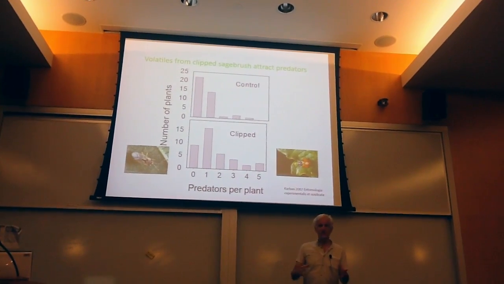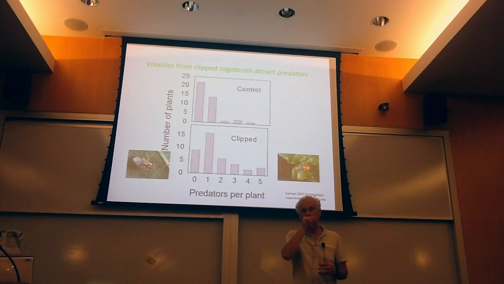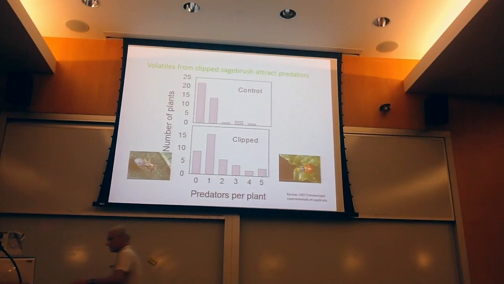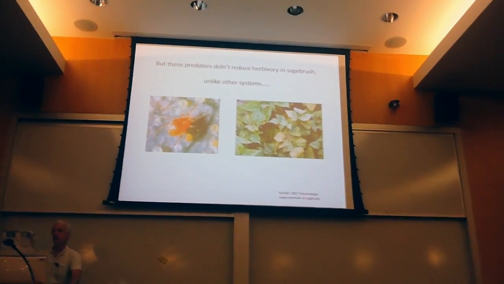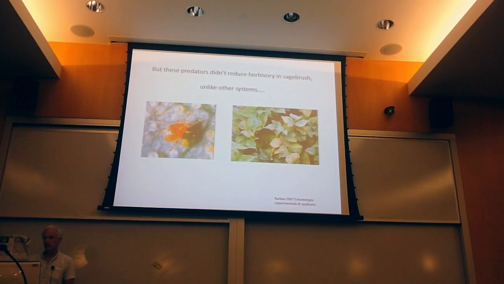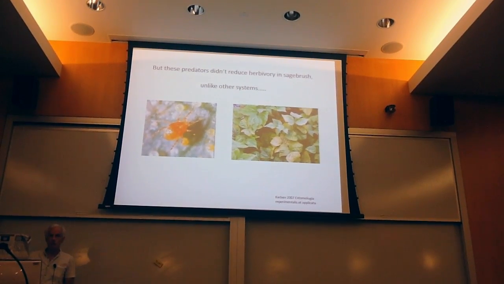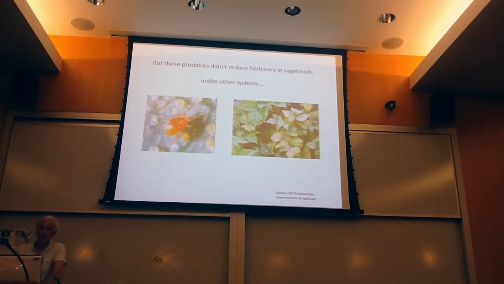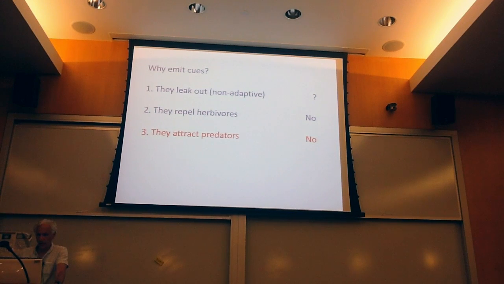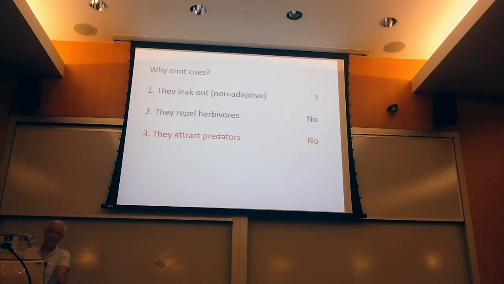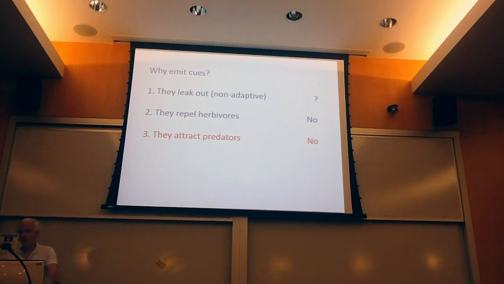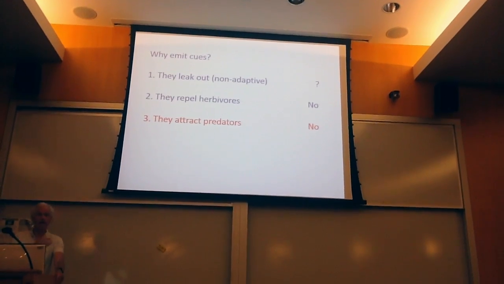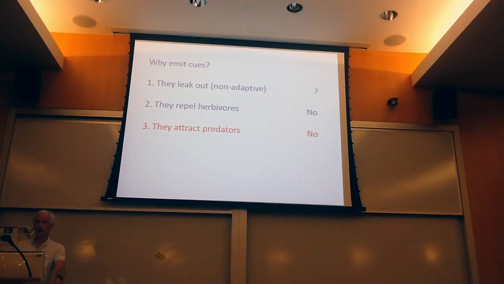So it did seem as if these chemicals were attracting the predators of herbivores. However, in the sagebrush system, unlike other examples, such as spider mites on beans, these predators didn't reduce levels of herbivory on sagebrush. So these predators weren't making much of a difference in my system. So I will say they attract predators. Well, yeah, they do attract predators, but no, those predators don't make a difference. I don't think that this is driving the evolution of this communication.